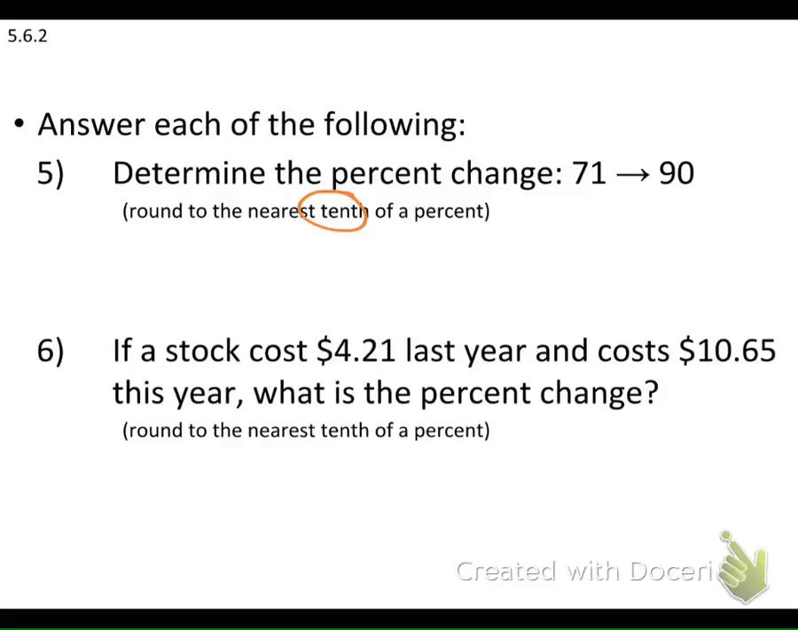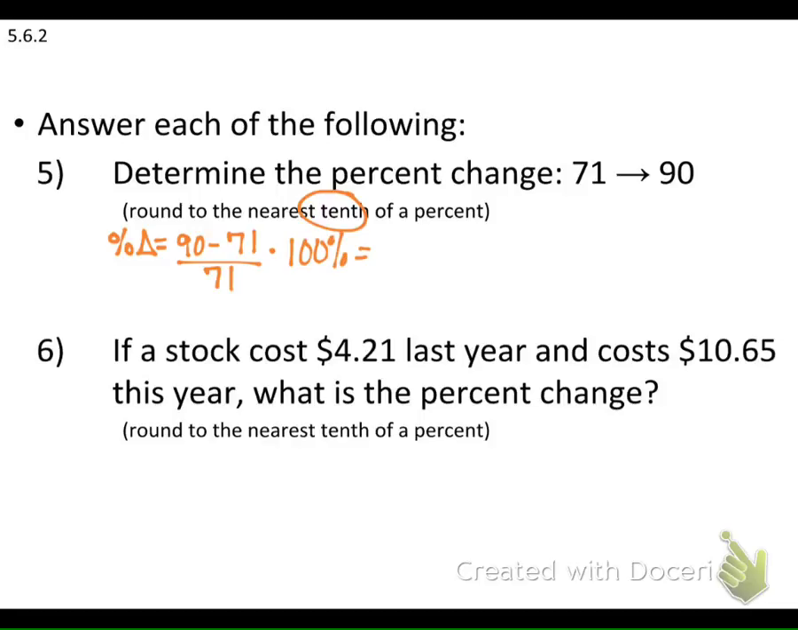So what's my formula? Percent change: new minus old, which is 71, divided by old, which is 71, times 100%.